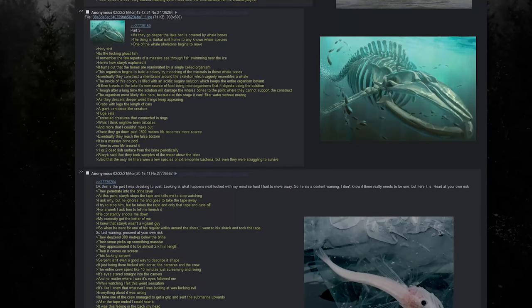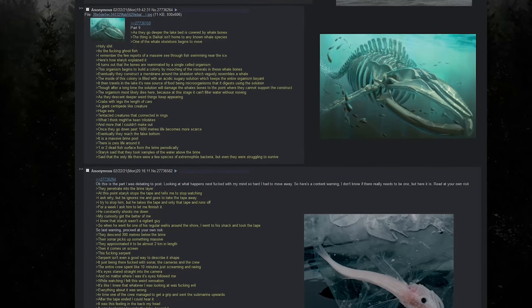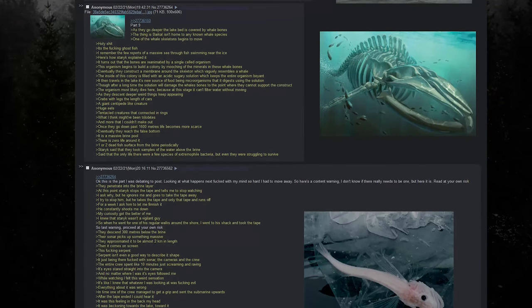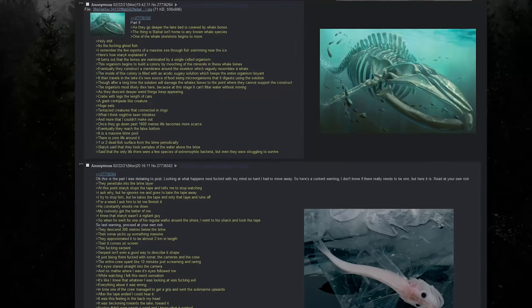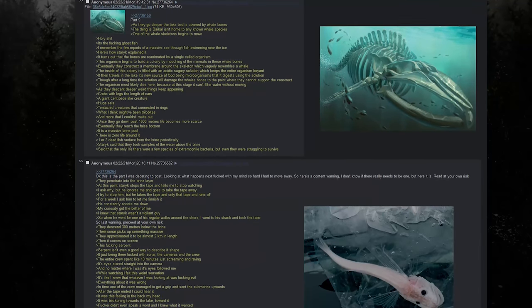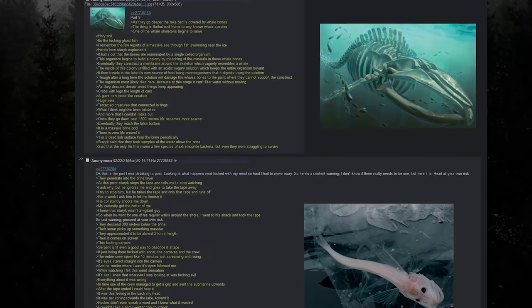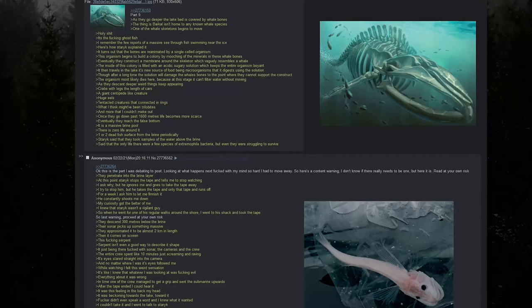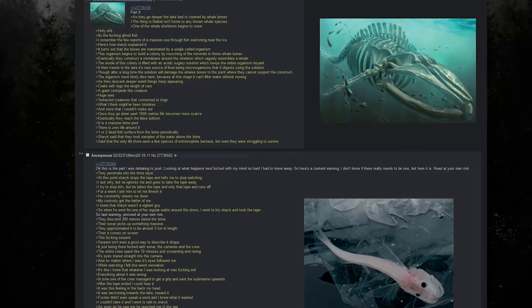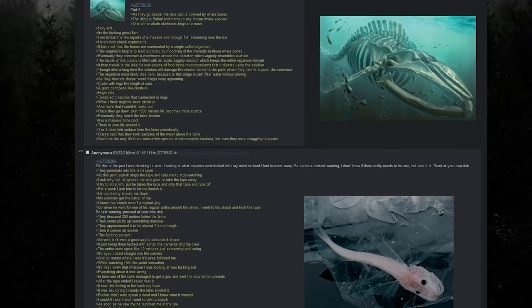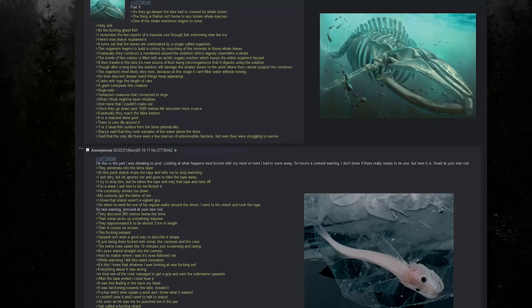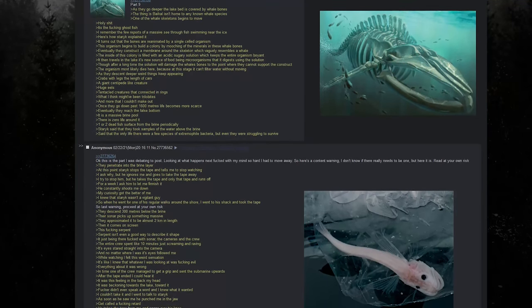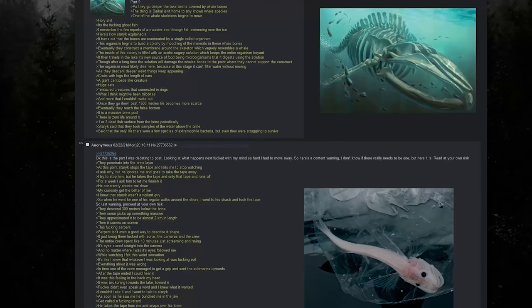Eventually, they reach the false bottom. It is a massive brine pool. There is zero life around it. One or two dead fish surface from the brine periodically. Steik said they took samples of the water above the brine. Said that the only life there were a few species of extremophile bacteria, but even they were struggling to survive.